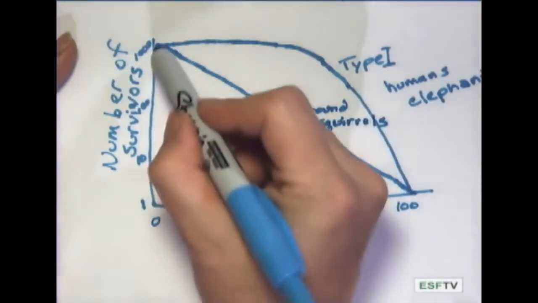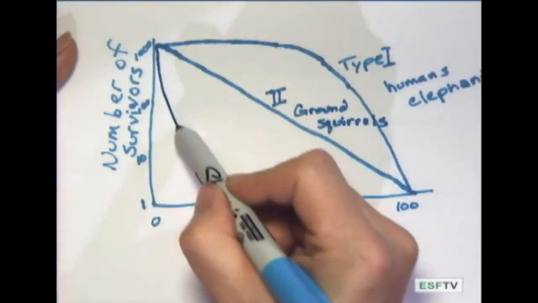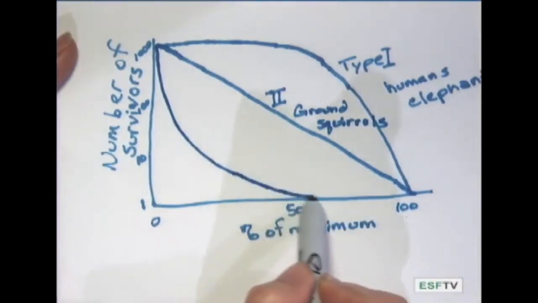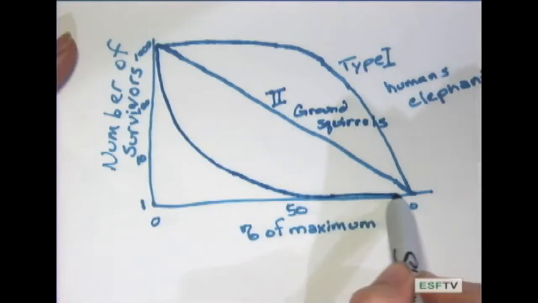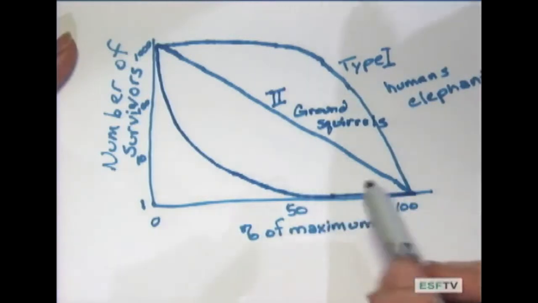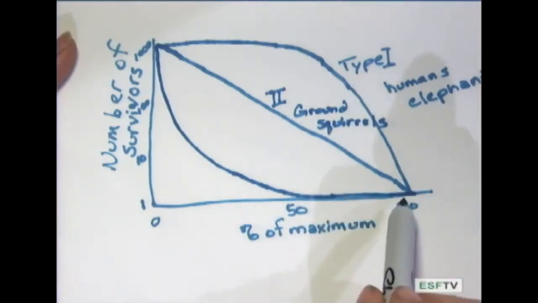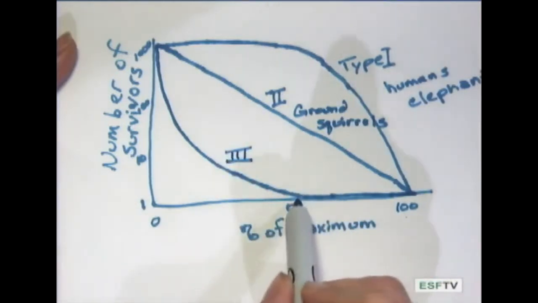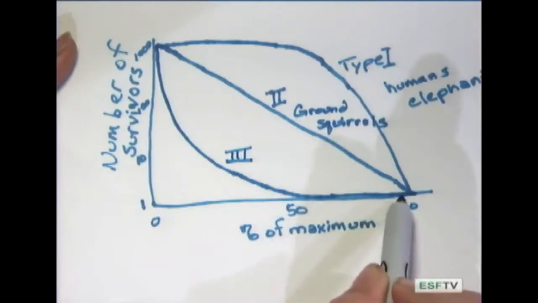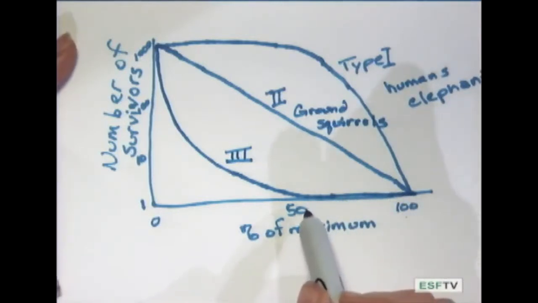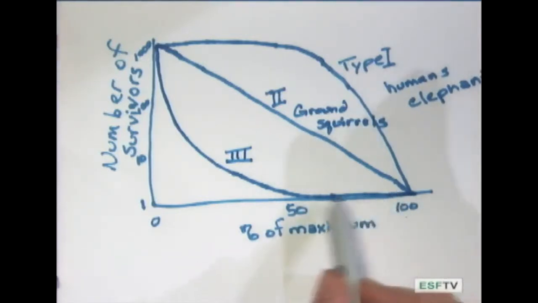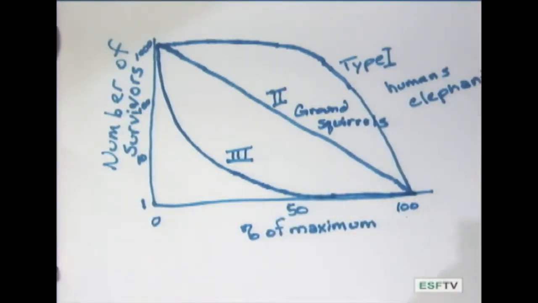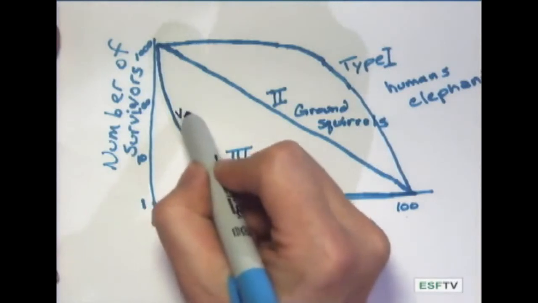And then lastly we have these type 3 organisms that suffer very high mortality when they're very young, and then this tapers out as they reach their maximum lifespan. So within type 3 organisms, there are very few found in their population that are older, within this maximum lifespan. So again, very high mortality when they're young.